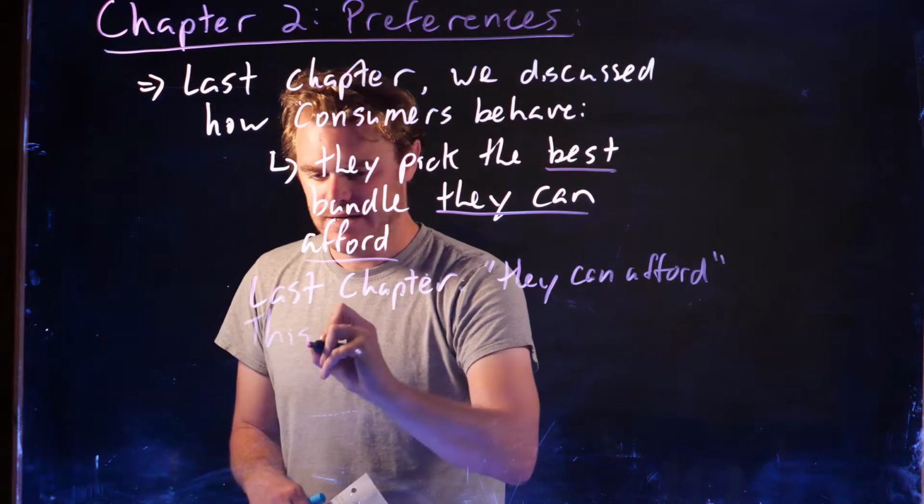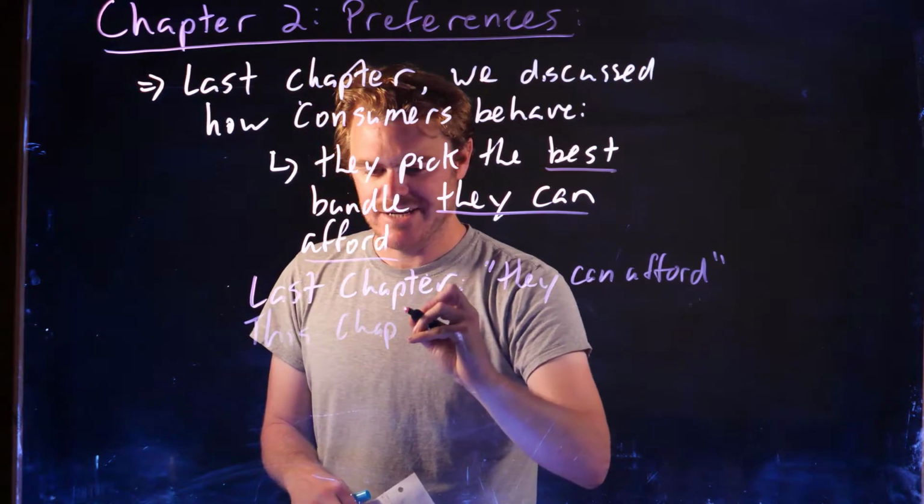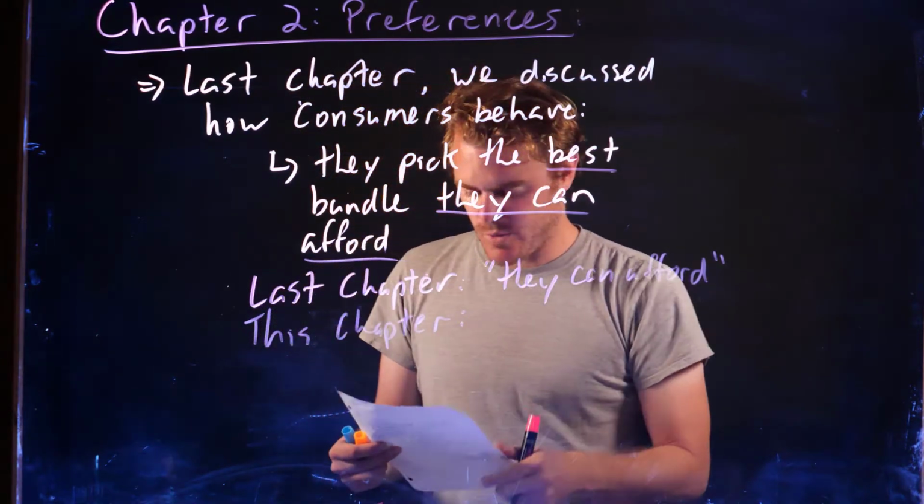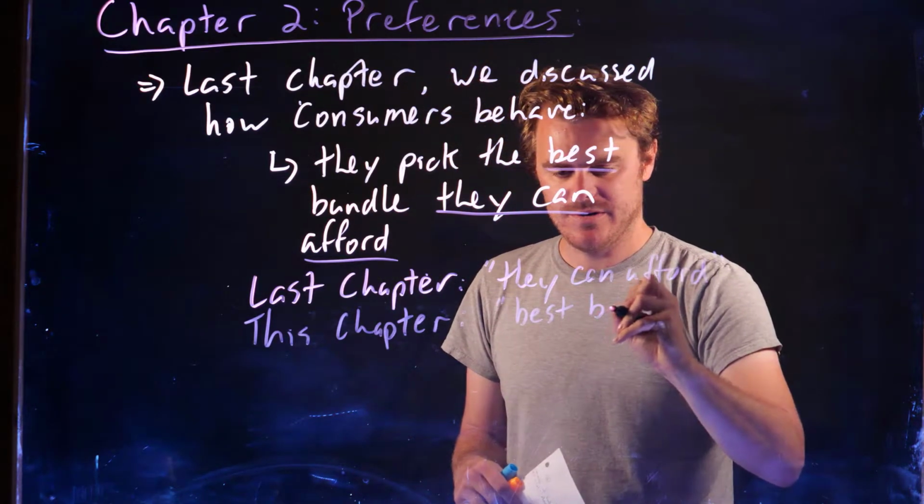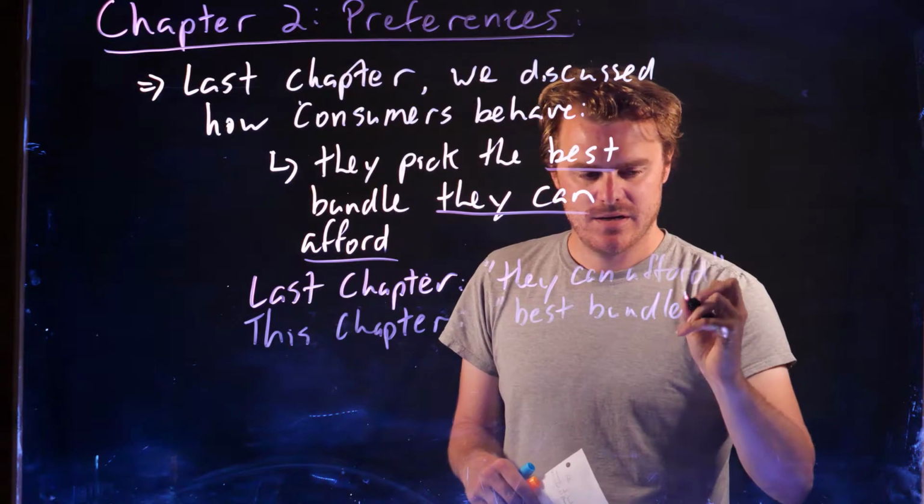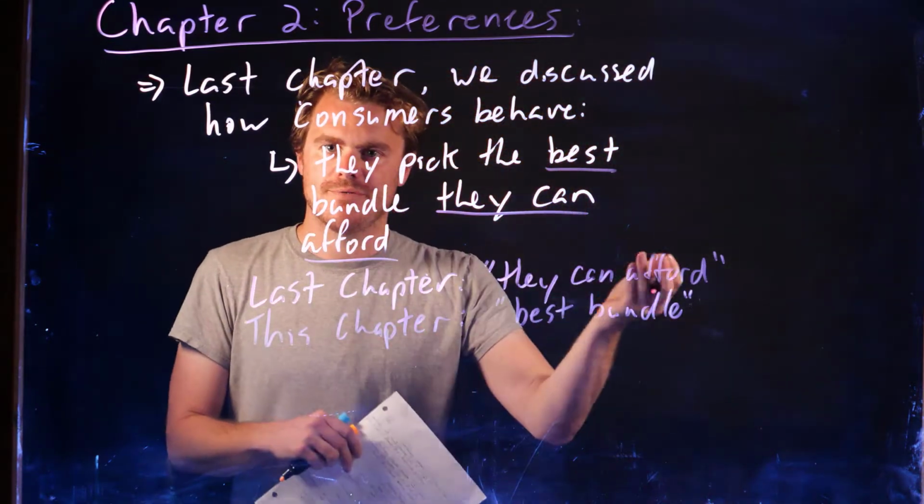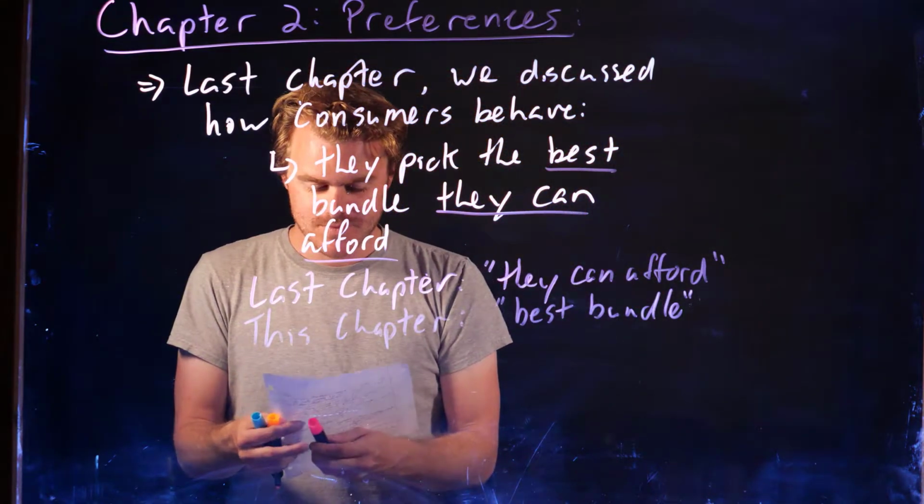This chapter, and really the next one as well when we get to utility, is where we're going to start thinking about the best bundle. How can we model people's preferences for different goods?